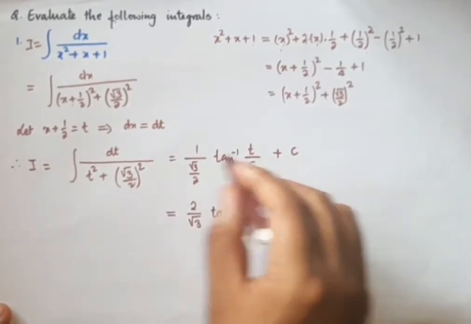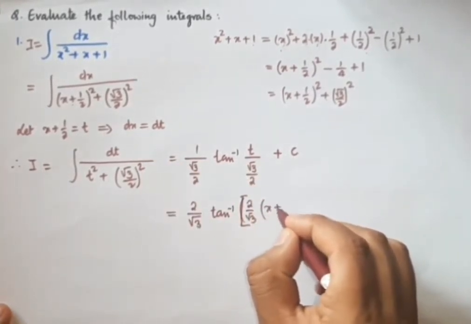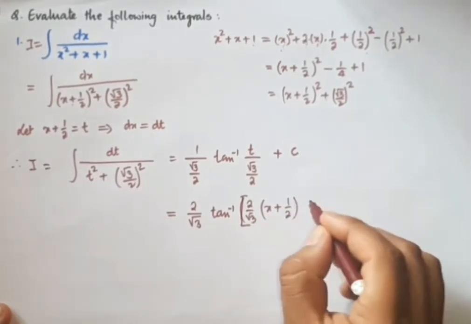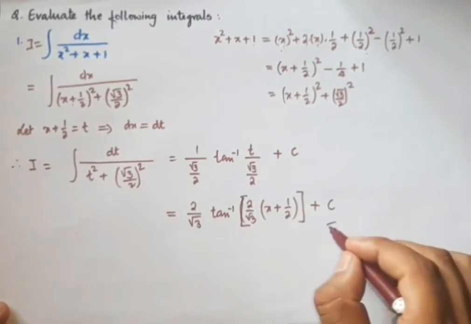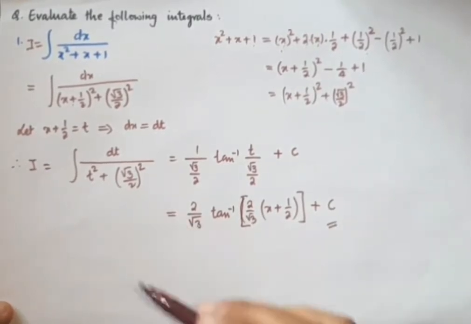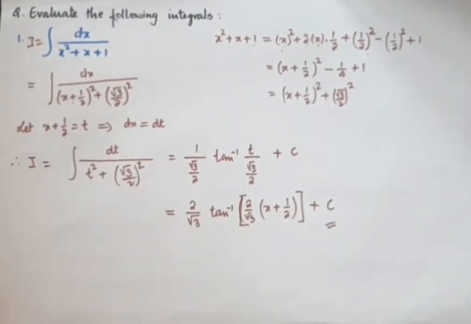So this t can be written as x plus half, right? So with this we'll put the constant of integration. So this will be my answer for this question. So pause the video to note down. Okay, so let's go to the next question.